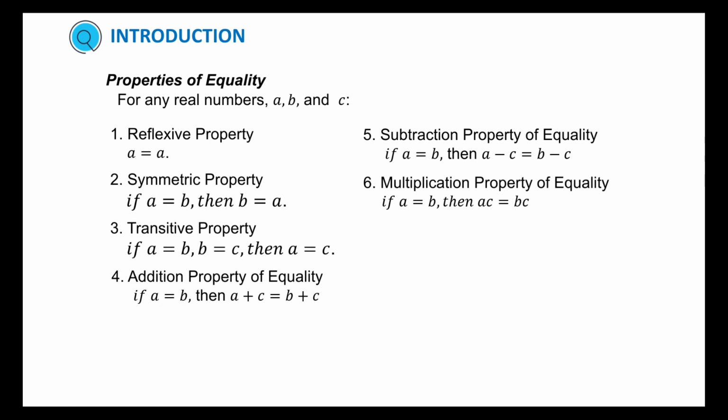Number 6, the multiplication property of equality. If a equals b, then ac equals bc. If both sides of an equation are multiplied by the same number, the results on each side are equal in value. The same principle is applied on division property of equality. If a equals b, then a over c equals b over c. If both sides of an equation are divided by the same number, the results on each side are equal in value.